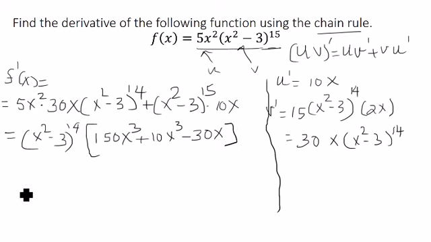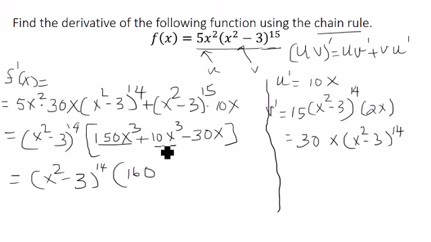And simplifying this a little further, we got x squared minus 3. So we got (x squared minus 3) to the power 14 times 160, because we have 150x cubed and 10x cubed, like terms add. So 160x cubed minus 30x. That's our answer.